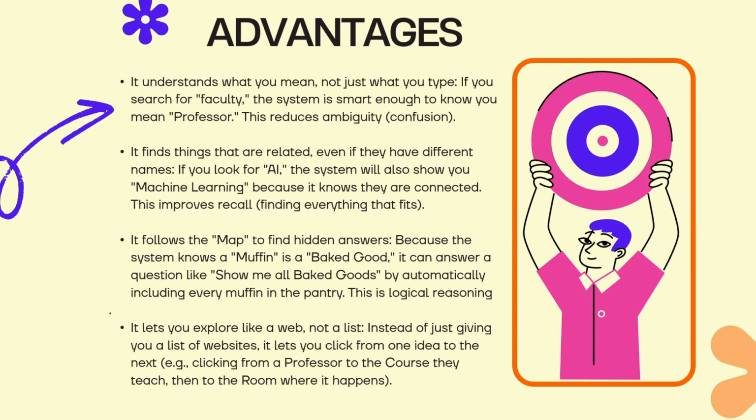Moreover, semantic search follows a map for logical reasoning. It knows that a muffin is a type of baked good. So if you ask for all baked goods, muffins are included. This logical reasoning helps in uncovering hidden answers. Finally, think of it as exploring a web rather than scrolling through a list. You can seamlessly click from one concept to another, like moving from a professor to their course, then to the room it's held in. These advantages make semantic search not just a tool, but an intelligent companion in your information retrieval journey.